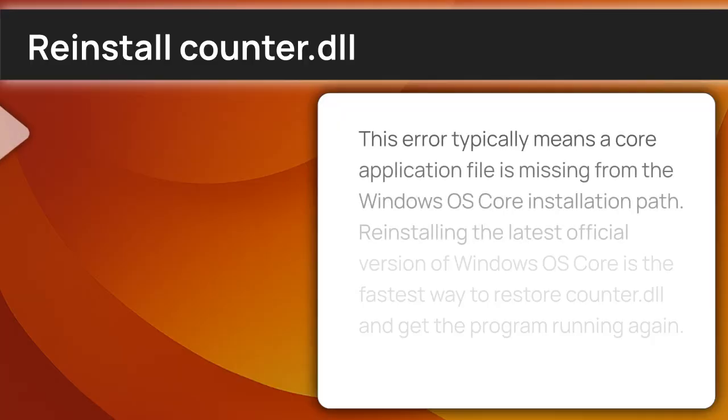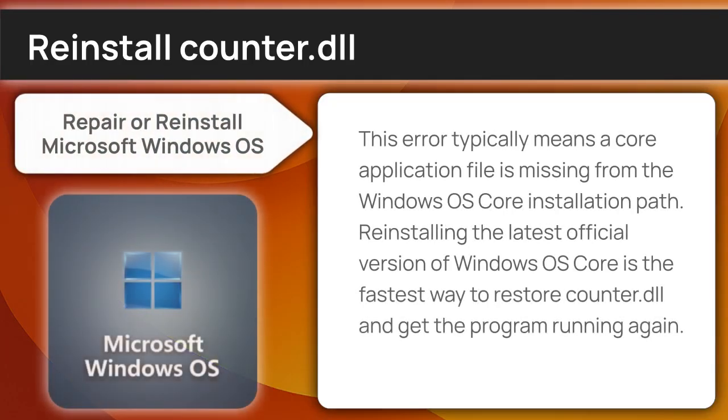The Counter library DLL is distributed specifically with Windows OS Core and should never be downloaded as a standalone file. Reinstall the latest official version of Windows OS Core to restore this dependency correctly through the official installer.